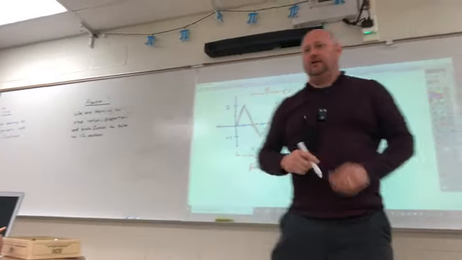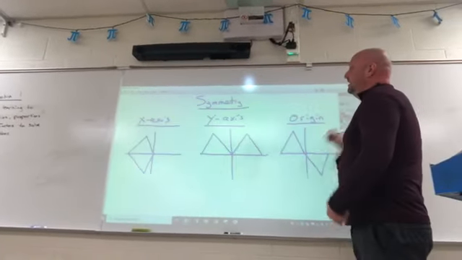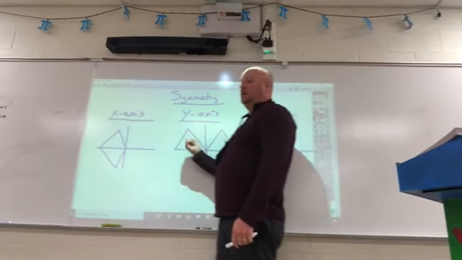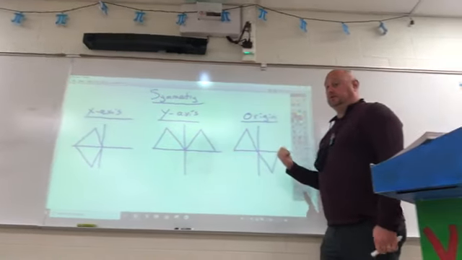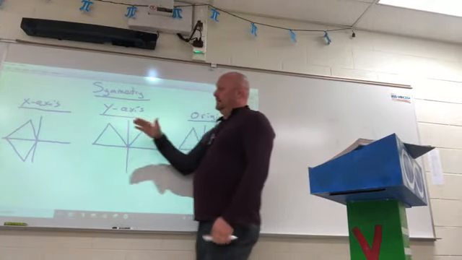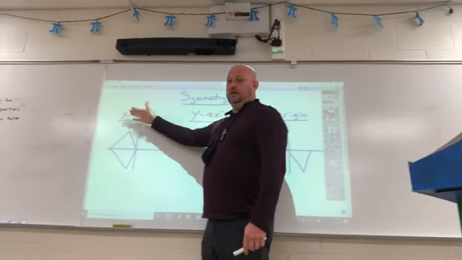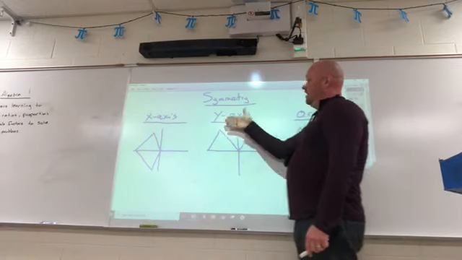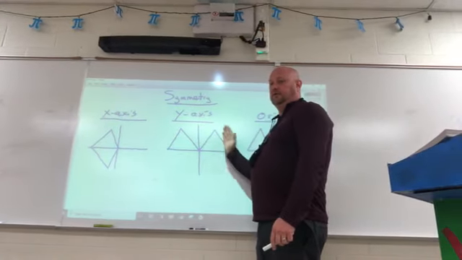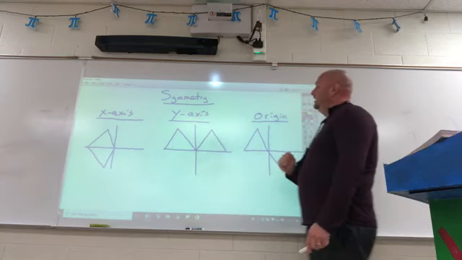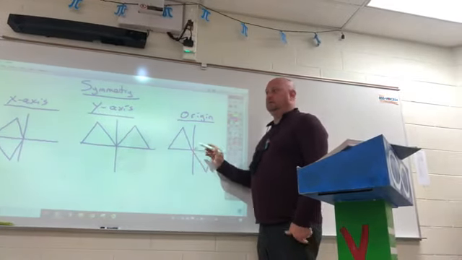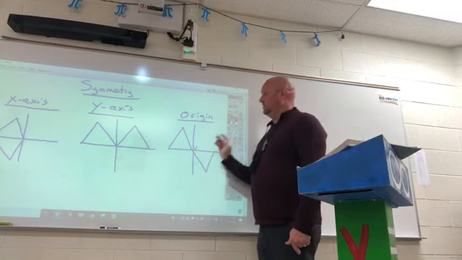So another thing we've already talked about is symmetry. There are 3 types of symmetry: x-axis symmetry, y-axis symmetry, and origin symmetry. With x-axis symmetry, again, we're reflecting across the x-axis, right? With y-axis symmetry, we would reflect across the y-axis. And with origin symmetry, remember, we are reflecting across the origin.